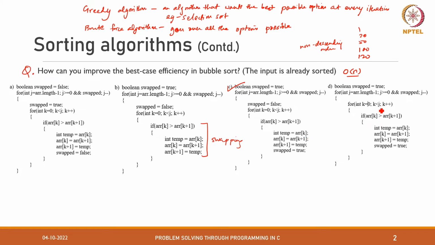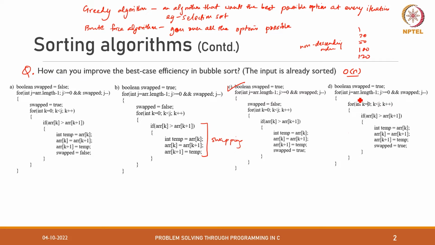Now what is the problem with option D? The problem with option D is we are never declaring swapped to be false, so it is true all the time, no matter what the case. Even if there is no swapping occurring, it will still be true, and it will keep continuing. So this is not the best case. We cannot improve the best case efficiency of bubble sort in this way.